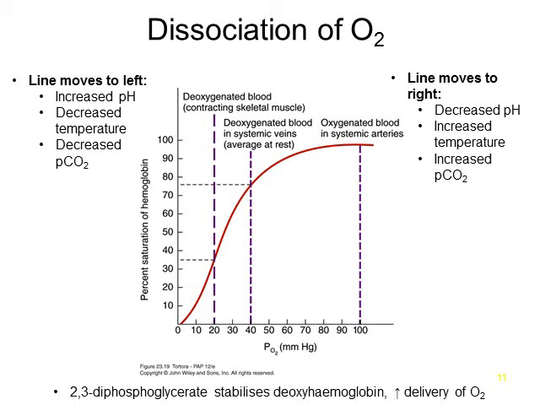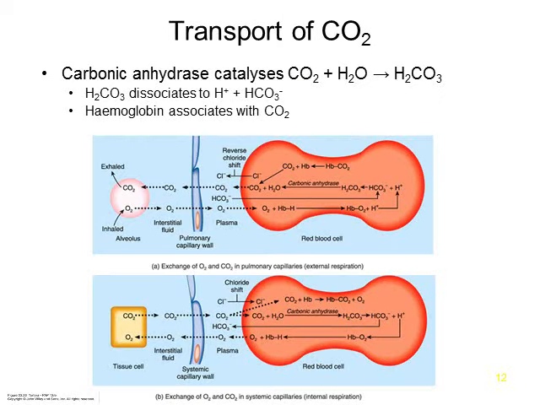If, however, you are not doing any exercise, and for whatever reason your blood is becoming more alkaline, so increased pH, decreasing body temperature, and decreasing PCO2 levels will move the graph to the left. So for any given partial pressure of oxygen, there is a higher percentage saturation of haemoglobin, so the blood is less inclined to release the oxygen. In other words, in this situation, systemic capillaries, the haemoglobin would rather associate with CO2 than oxygen.